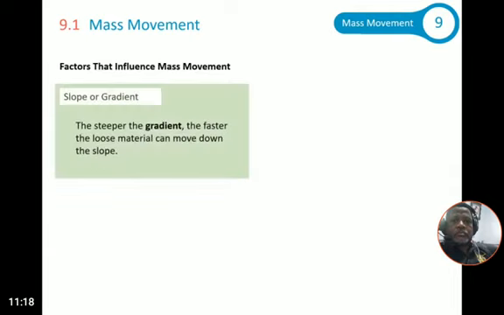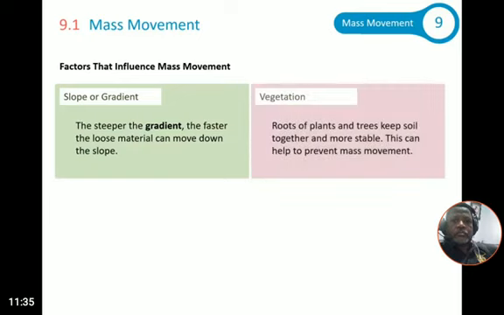Okay, so now we're going to look at what actually causes mass movement to happen. It's influenced by the following 4 factors. The first one is slope. The steeper the slope, the more likely that mass movement is going to occur. Secondly, we have vegetation. The roots of trees and plants basically hold the soil, so when they are cleared away, mass movement is likely to occur.